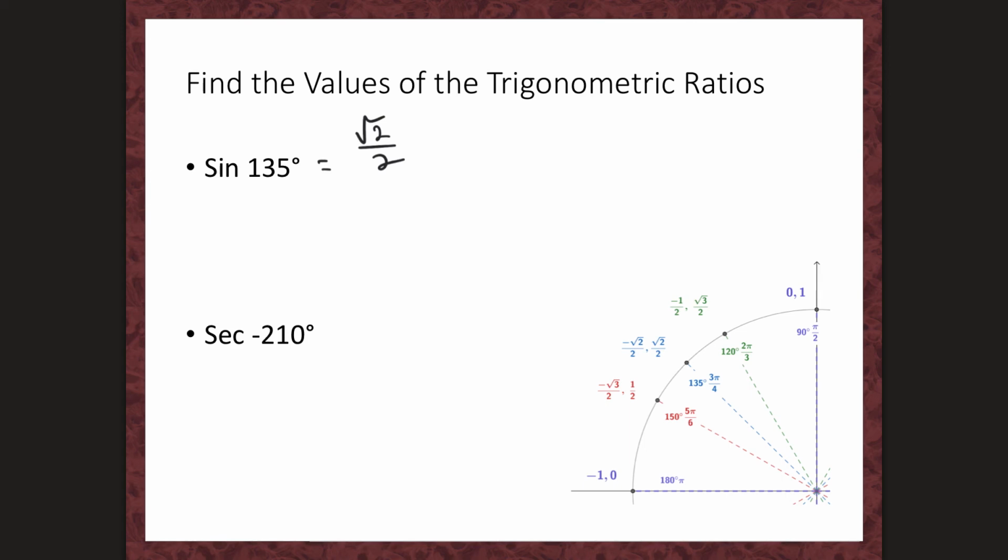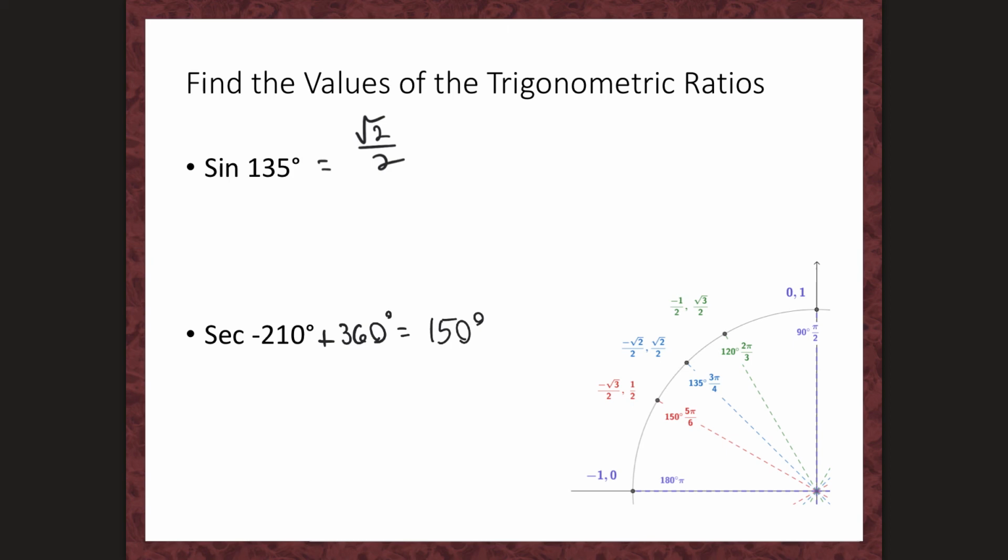To find the secant of negative 210 degrees, it would be a lot easier if we could find a coterminal angle that is between 0 and 360 degrees, rather than using negative 210 degrees. So first, we will add 360 degrees to negative 210 degrees to find its coterminal angle. Negative 210 plus 360 equals 150 degrees. So by finding the secant of 150 degrees, we will be finding the secant of negative 210 degrees. They will have the same value.